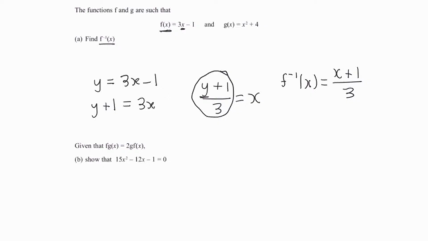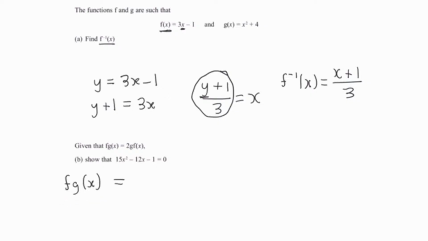Okay, so looking at this, let's look at the left hand side. So how do we find fg of x? Well, this is an important thing for functions of how to do that. So functions work from the right to the left. So fg of x means we're taking g and subbing that into f.